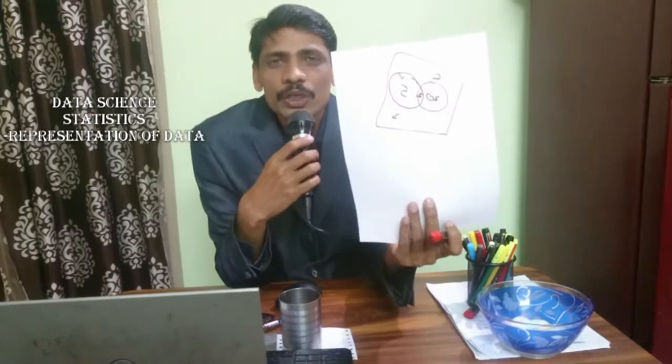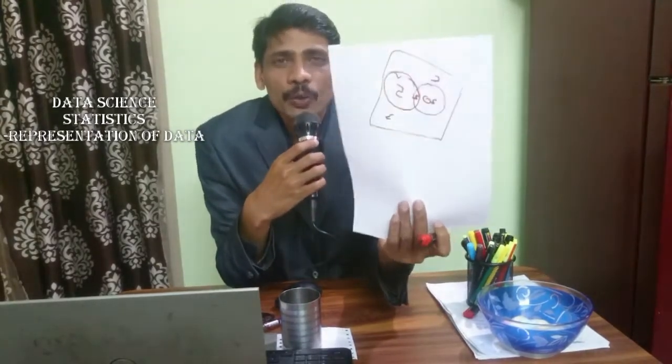20 players want to play cricket. So I am representing it in one circle, and 5 people want to play volleyball, and 2 people are showing interest in playing both cricket as well as volleyball, and 3 people are not showing any interest in playing any of these games. So our Venn diagram will look like this.